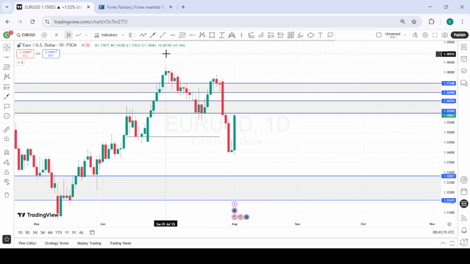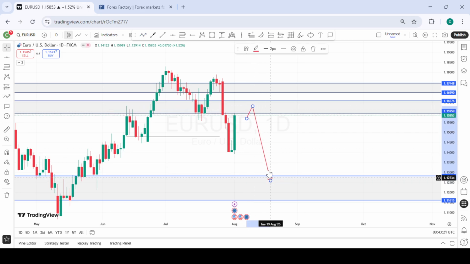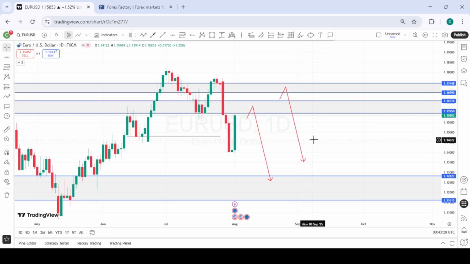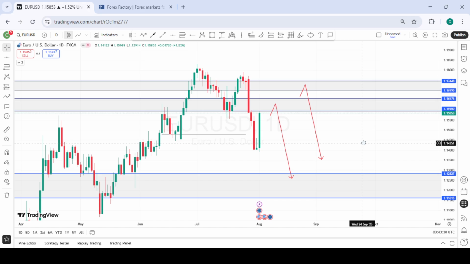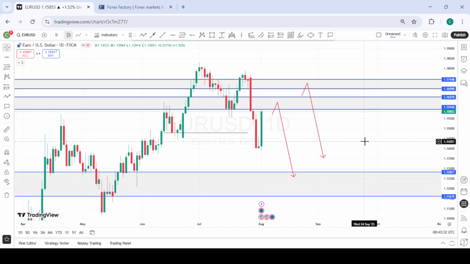So going into next week, we'll be looking forward to a reaction from possibly this zone and sell to the downside, or we have a possible reaction at the second zone above and find selling opportunities to the downside. So I am bearish on the US dollar for the coming week.